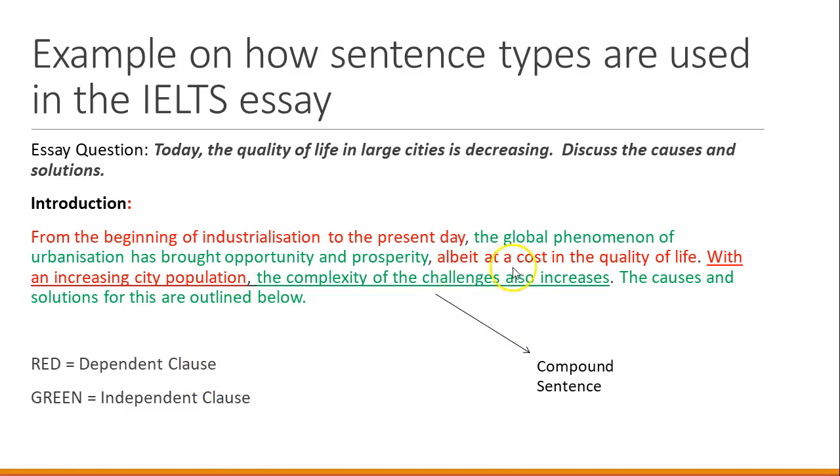Here, albeit at a cost in the quality of life, this is also a dependent clause, usually used towards the end of the sentence or the middle of the sentence. And then we have, with an increasing city population, another dependent clause. The complexity of the challenges also increases. The whole sentence is a compound sentence with the dependent here and the independent part here. The causes and solutions for this are outlined below, a simple sentence.